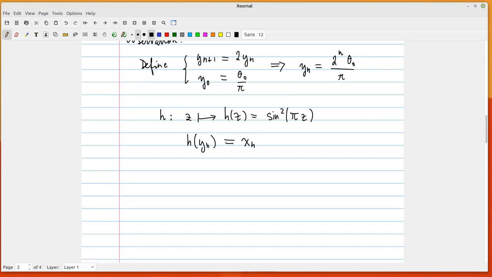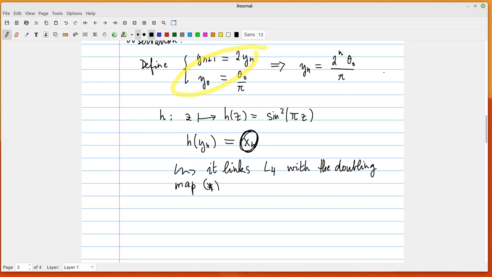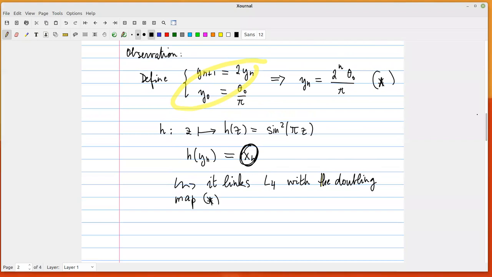So why is it useful? Because somehow it bridges the dynamics of the logistic map. It links L4 with the doubling map, which is this dynamical system here. So it's the doubling map, because you multiply by 2. In fact, I forgot, we are looking at the doubling map over the unit interval, so you need to take modulo one. Recall that the logistic map is going from 0 1 to 0 1.